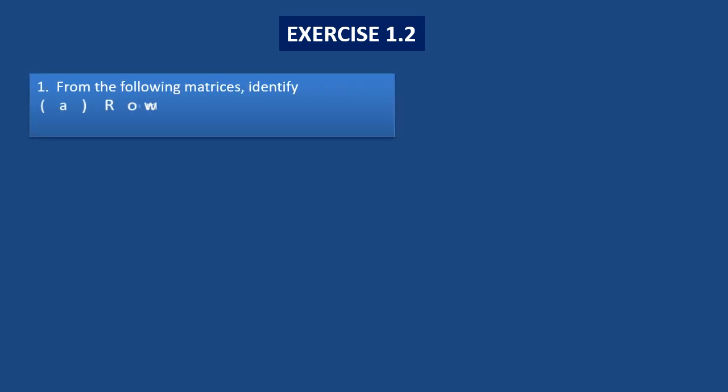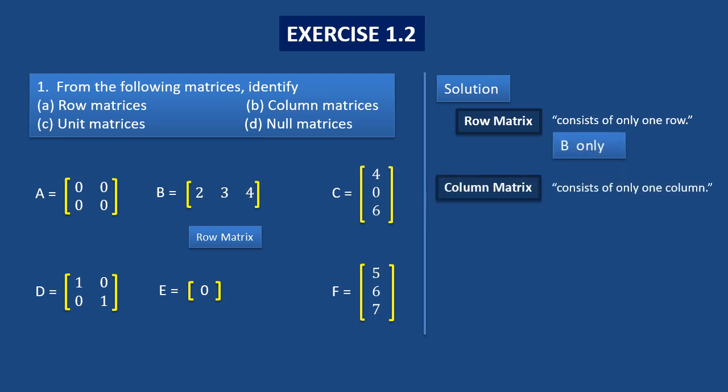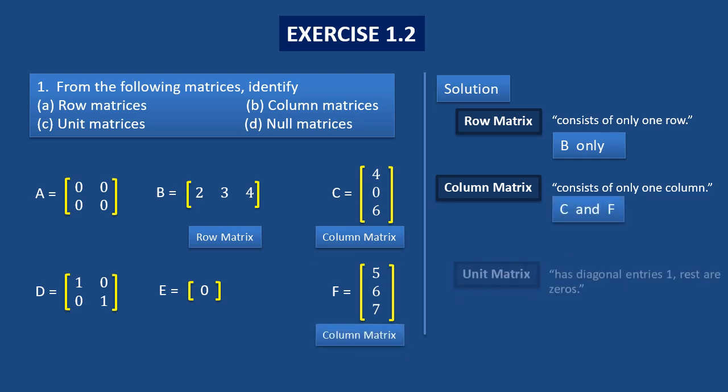Now it's time to solve exercise 1.2, whose question number 1 is, from the following matrices identify row, column, unit and null matrices. Recall that a row matrix consists of only one row. So the matrix B is the row matrix. A column matrix consists of only one column. So there are two column matrices, matrix C and F.